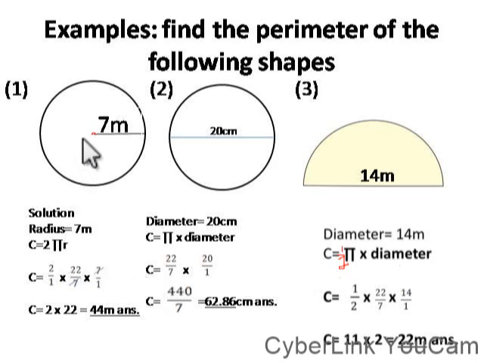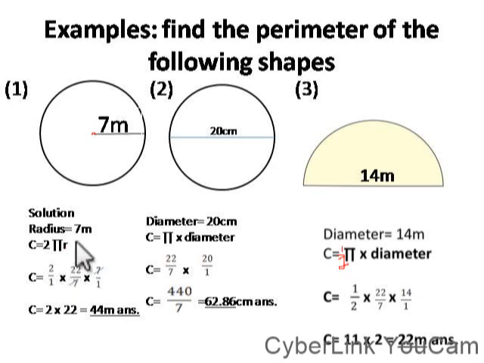Example number 1. The circle, we are being given the radius this time around. So which formula are we to use to find the circumference or the perimeter of the circle? Remember, C stands for circumference. So the formula is 2 pi r, meaning 2 times pi times radius.